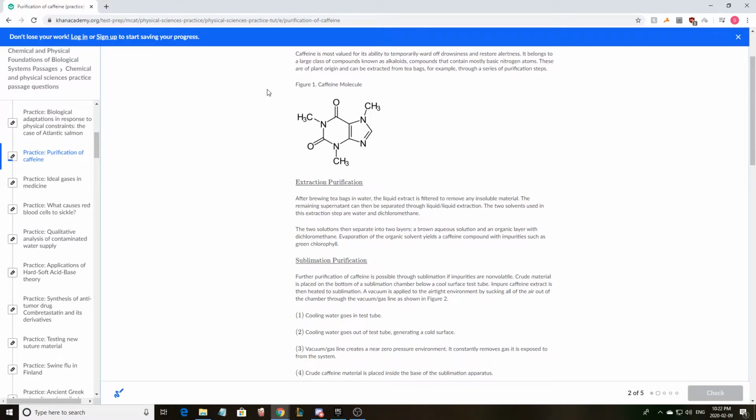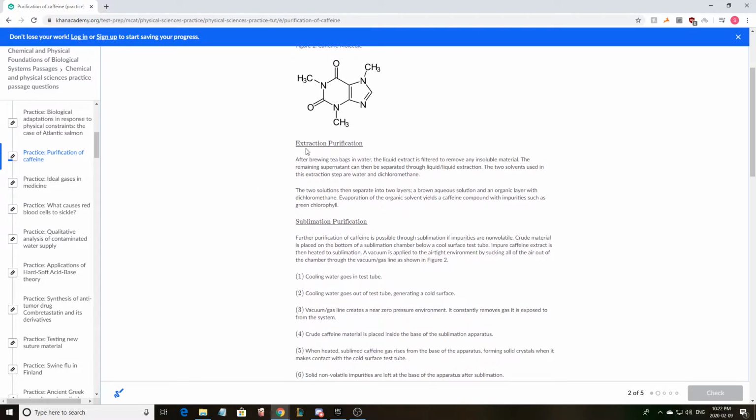And then they give you a little diagram of the caffeine molecule. I'm assuming this is going to be pretty vitally important. So the extraction purification, it states, after brewing tea bags in water, the liquid extract is filtered to remove any insoluble material. So that's pretty important, so I'm just going to underline that. Then it states, the remaining supernatant, which is the top layer, can then be separated through liquid extraction. The two solvents used in this extraction step are water and dichloromethane, or DCM.